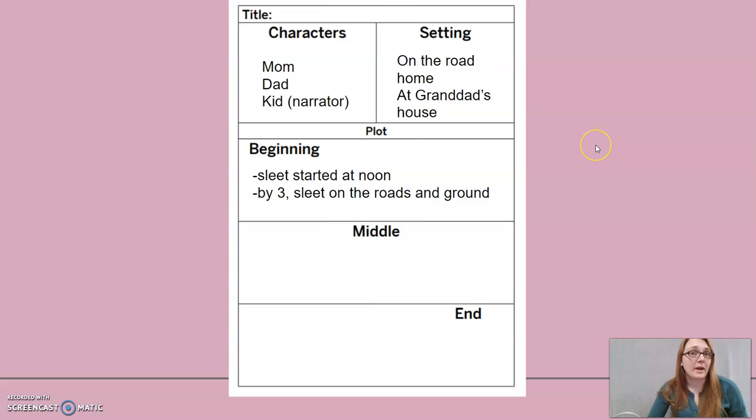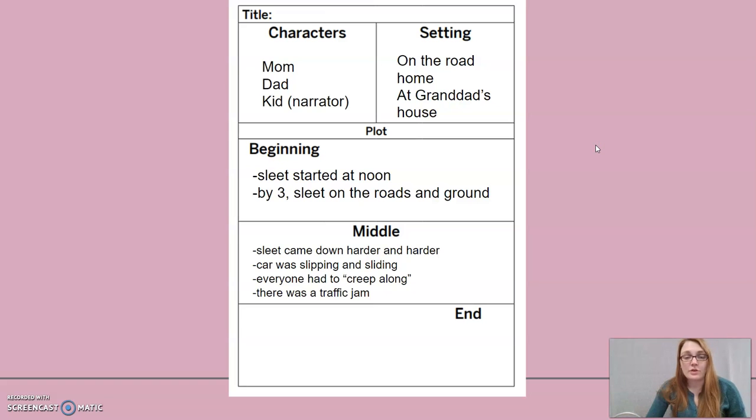In the middle of the story, what happened next? Sleet came down harder and harder. The cars were slipping and sliding. Everyone had to creep along. I put that in quotes because those are exact words from the story. And then there was a traffic jam. Might even add that mom got out of the car and saw that nobody was moving.